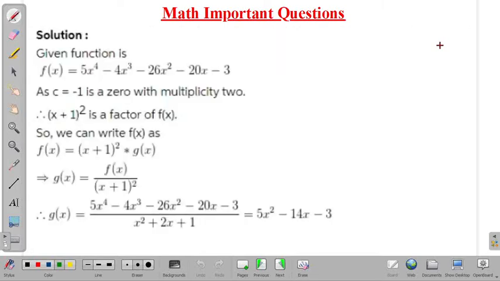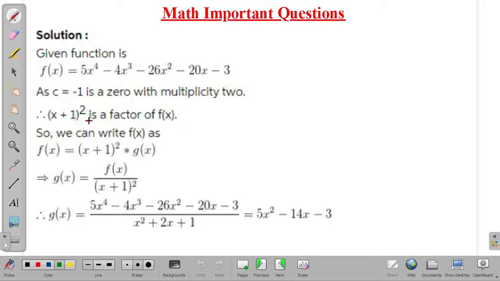See, this is the given function f(x) equal to 5x raised to the power 4 minus 4x cube minus 26x square minus 20x minus 3. And it is given that c equal to minus 1 is a zero and its multiplicity is 2. So what is the multiplicity 2? See, it tells us that c equal to minus 1 is a zero which is a repeated root and it is repeated twice.